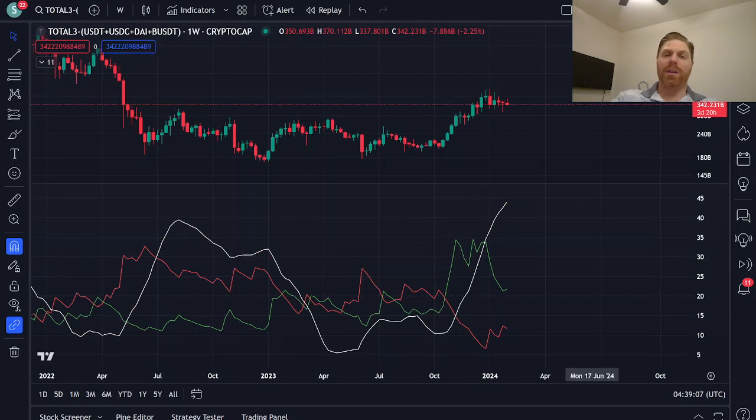This is one of my favorite indicators, although it's one of the hardest to learn how to read. I'm going to explain it to you. It's called the ADX and DI. So the bullish directional index is the green one. This is bullishness. And then the red directional index is the bearish one. The white line is called the ADX, or the average directional index.